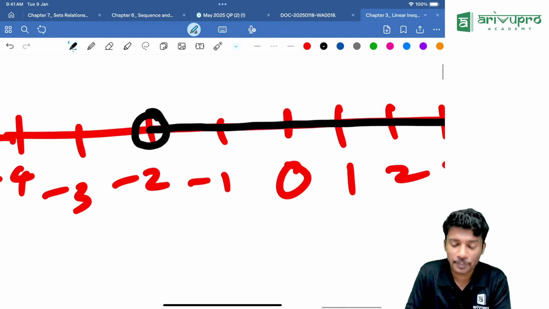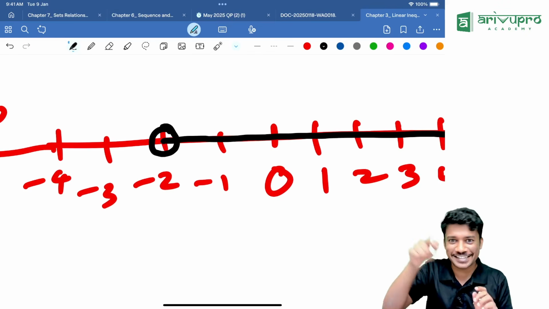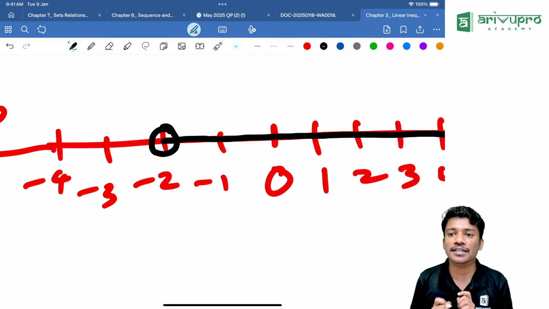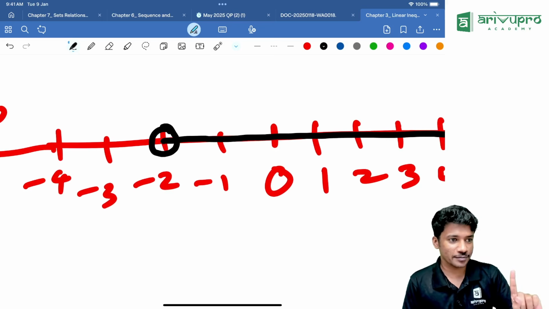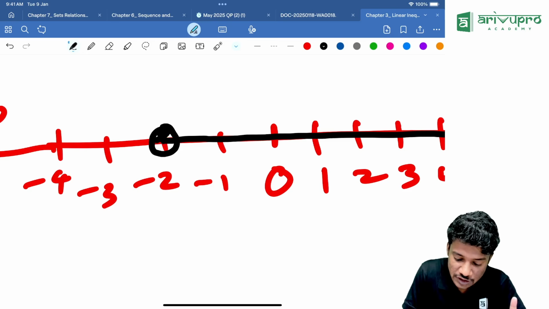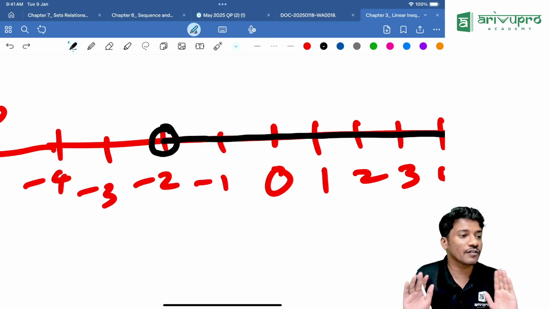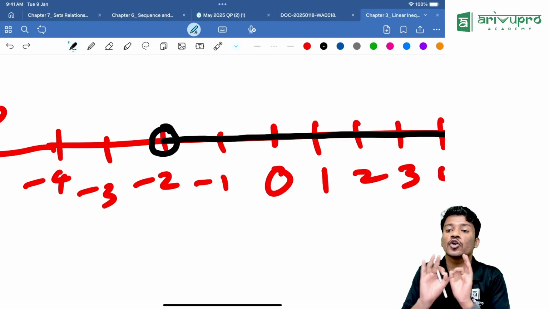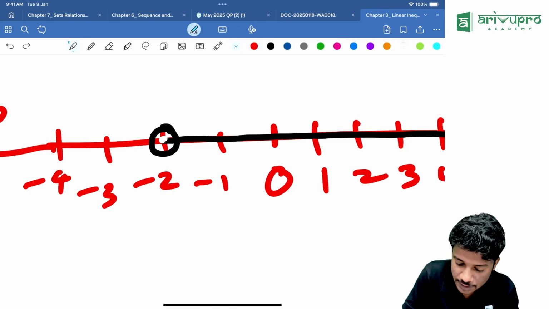And see here, a pokeball is there. What is that? Not a pokeball. There is a circle over there. And that circle means minus 2 is not included. If it was completely dark, then we will say that minus 2 is included. If it is not dark, we will say that minus 2 is not included. So I will make it better, you will understand it.